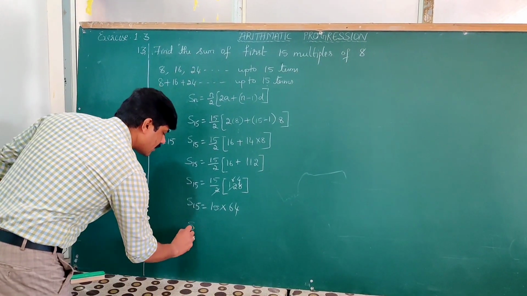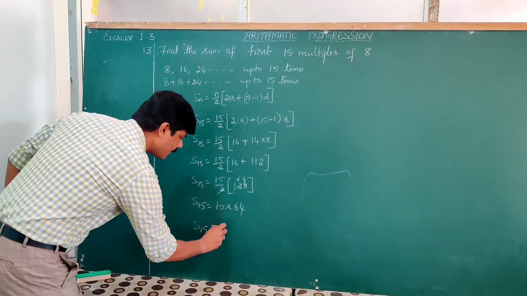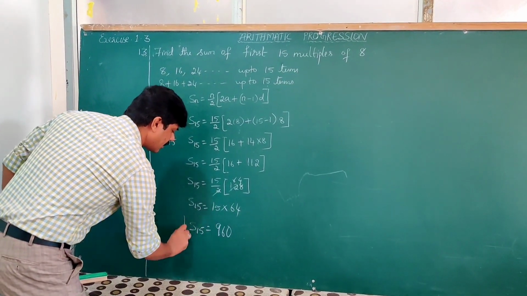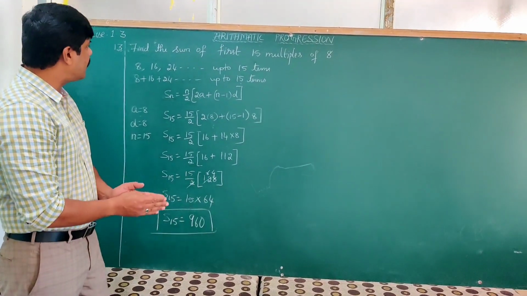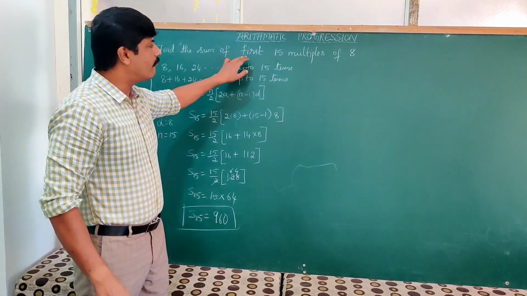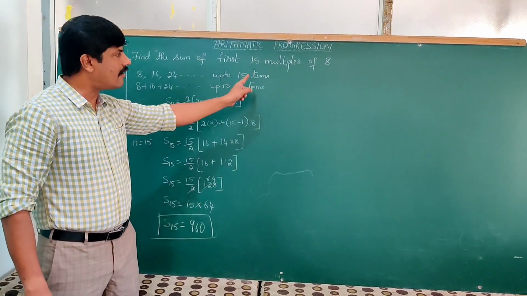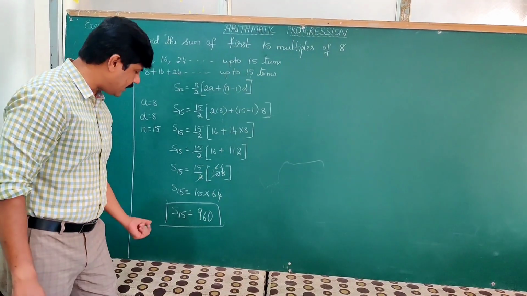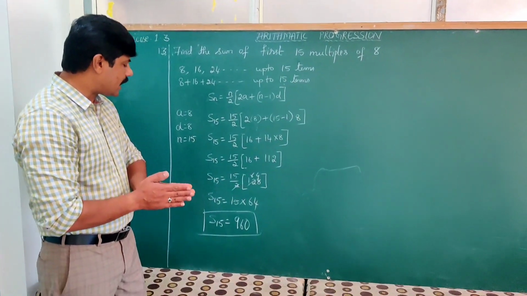Now the sum of 15 terms of multiples of 8 is 15 times 64, that is 960. What you got is 960. What is this 960? 960 is nothing but the sum of first 15 multiples of 8. The sum of first 15 multiples of 8 is 960. Understand? Okay.